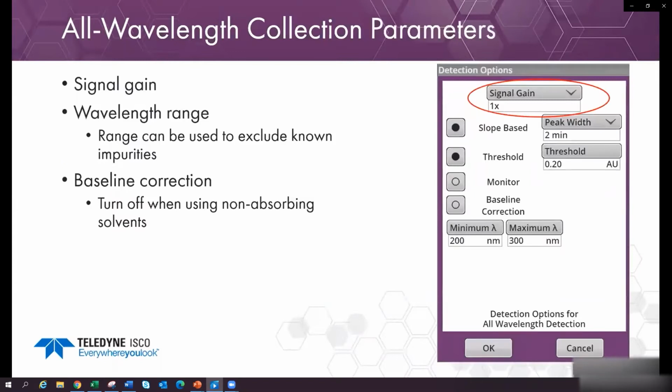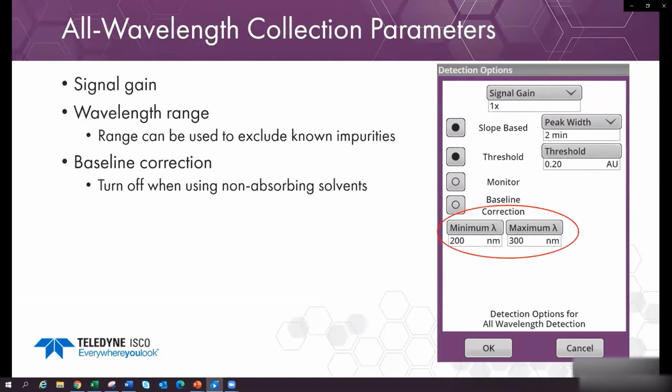The signal gain is used for all detectors on the Teledyne ISCO system. It simply multiplies the signal from the detector by the value shown in the gain. The wavelength range is used to set the wavelengths used to detect compounds. It can be changed to encompass the entire range of the detector or set to a smaller range to exclude known impurities.